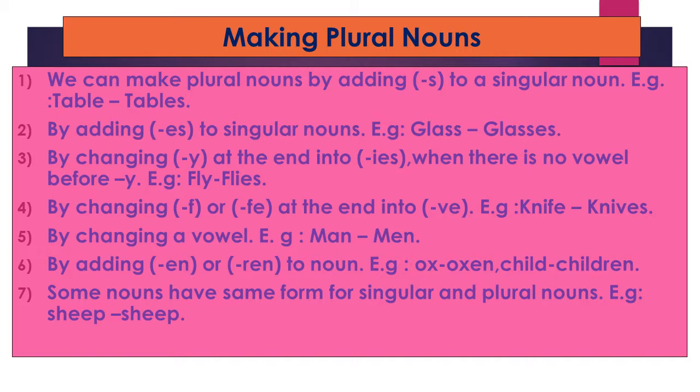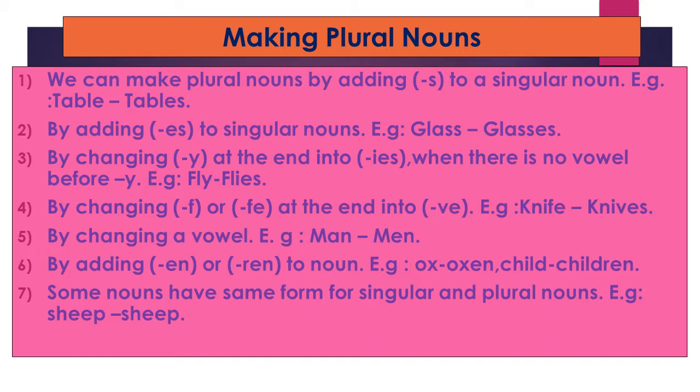Now before this Y, the letter is L. L is a consonant. So if there is a consonant, you change the word into plural by adding IES. So the Y is removed. In place of Y, IES is added. So fly becomes flies. This is another rule of making plurals.